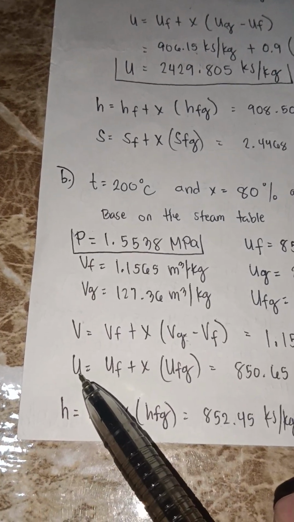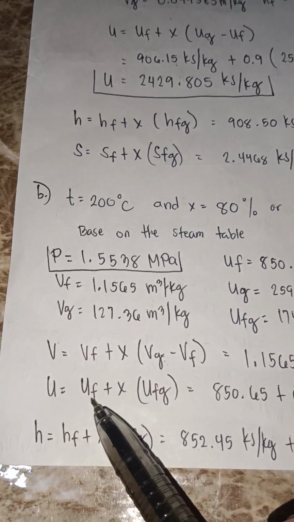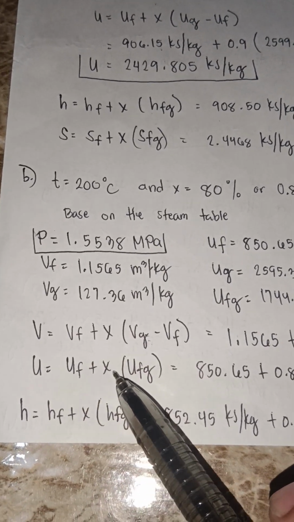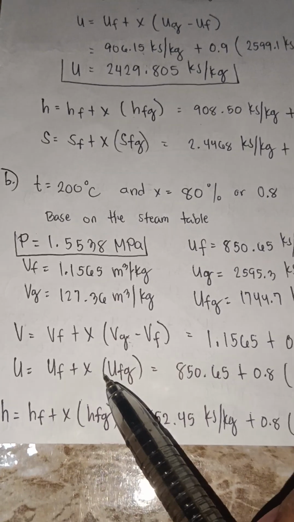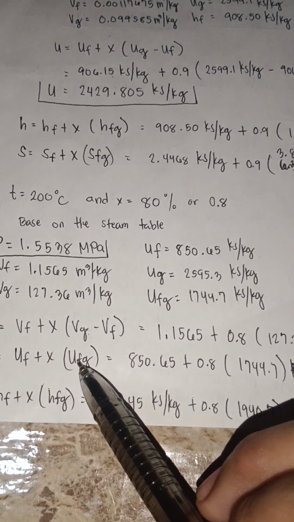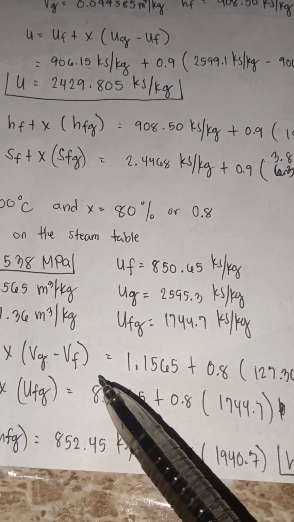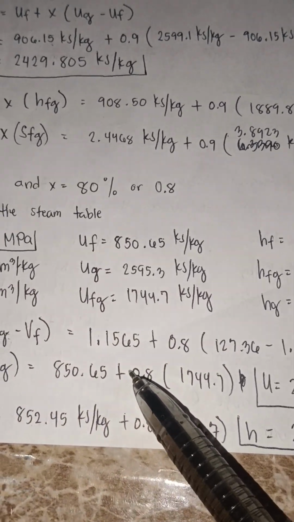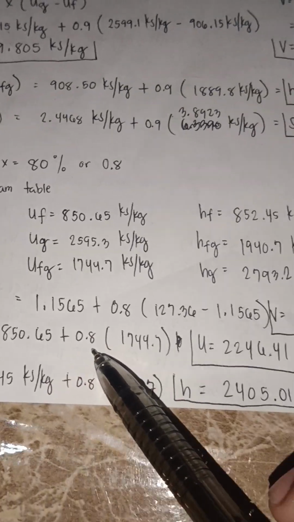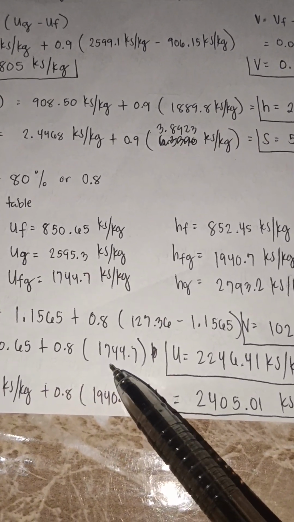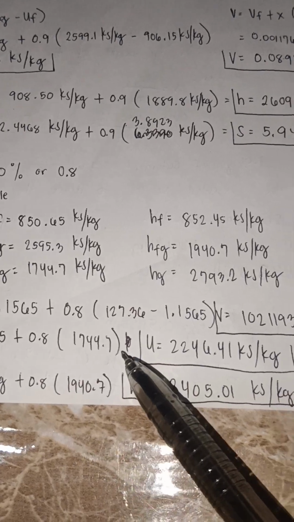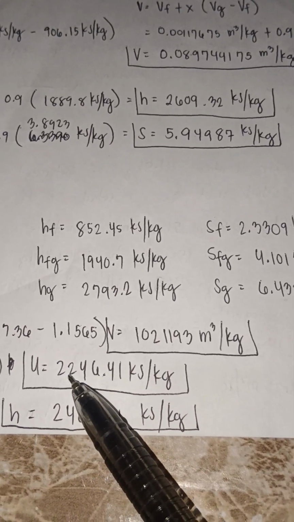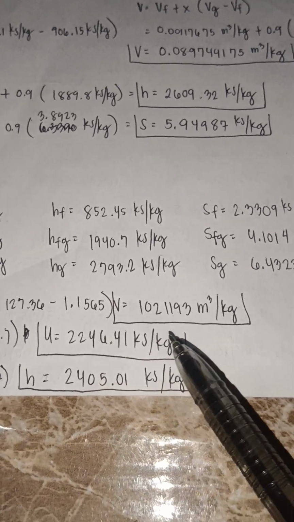So solving for the internal energy: internal energy of the saturated liquid plus the quality times, parenthesis, U sub fg, is equal to 850.65 plus 0.8, parenthesis, 1744.7. So we came up with an internal energy of 2246.41 kilojoules per kilogram.